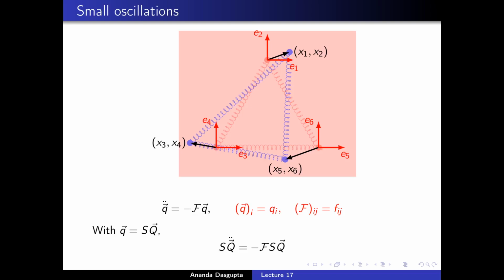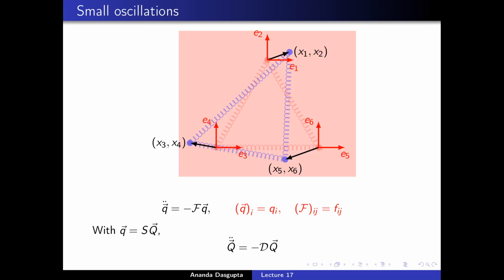Of course, since capital S is invertible, I can now rewrite this equation entirely in terms of the second derivative of capital Q. Q double dot is minus S inverse curly F S Q vector. So, under a coordinate transformation, the force matrix curly F undergoes a similarity transformation. And you must have guessed what's coming next. What we can always do is choose a particular similarity transformation which diagonalizes this curly F and gives you a diagonal matrix curly D.